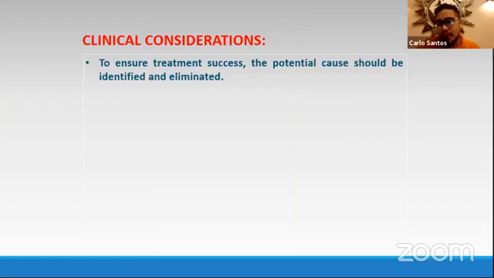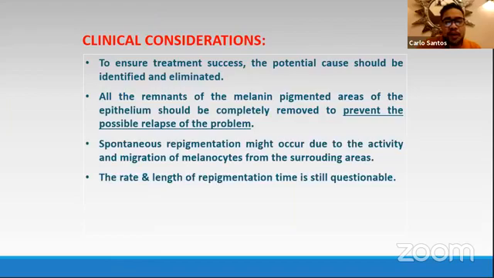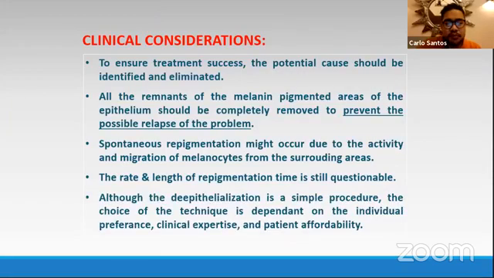To ensure treatment success, the potential cause should be identified. In every treatment, of course, we have to know the cause, the etiology. All the remnants of the melanin pigments in the areas of the veneer should be completely removed to prevent possible relapse. Spontaneous repigmentation might occur due to the activity and migration of melanocytes. In our experience, none has come back, but literature says that it may come back. But remember, you have to address all the pigments. You have to address it.